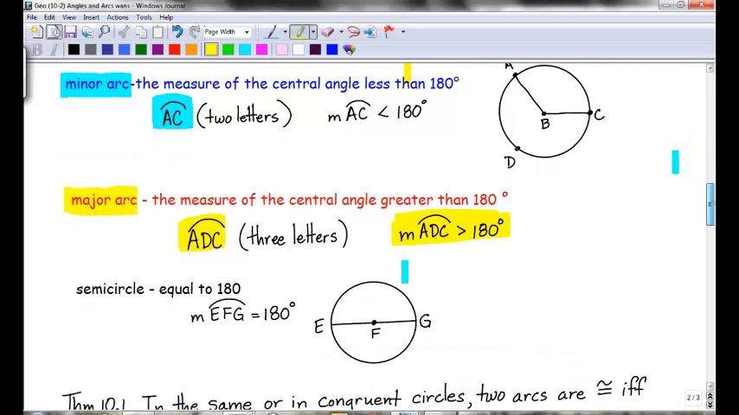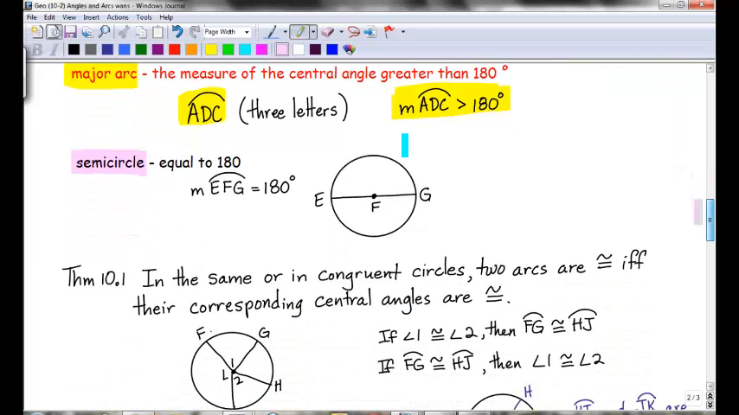Okay? Then they define the semicircle. We just used that basically on the problem we solved. For the semicircle, the arc is equal to 180. Notice they use 3 letters, and it's basically all on the diameter. And the F has to be in the middle. Could I turn it around and say arc G, F, E? Yes. But it's equal to 180. So minor arcs 2 letters, major arcs 3 letters, semicircle 3 letters.